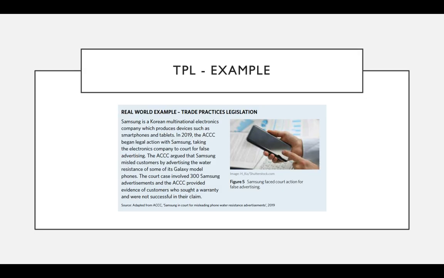And an example of this, Samsung is a Korean multinational electronics company which produces devices such as smartphones and tablets. In 2019, the ACCC began legal action with Samsung, taking the electronics company to court for false advertising. The ACCC argued that Samsung misled customers by advertising the water resistance of some of its Galaxy model phones. The court case involved 300 Samsung advertisements, and the ACCC provided evidence of customers who sought a warranty and were not successful in their claim. All right.